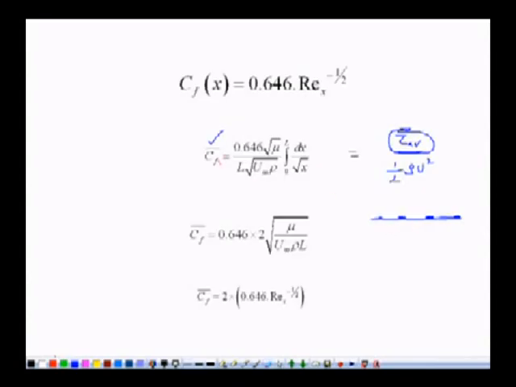So what is the average skin friction coefficient? Cf bar is defined as 1 over L, where L is the length of the flat plate in the direction of the flow, 1 over L integral 0 to L Cfx dx. In integration we have studied how to get the value of the average with the help of the local value. So substitute the value of Cfx in this equation and then integrate it, we will get this value.